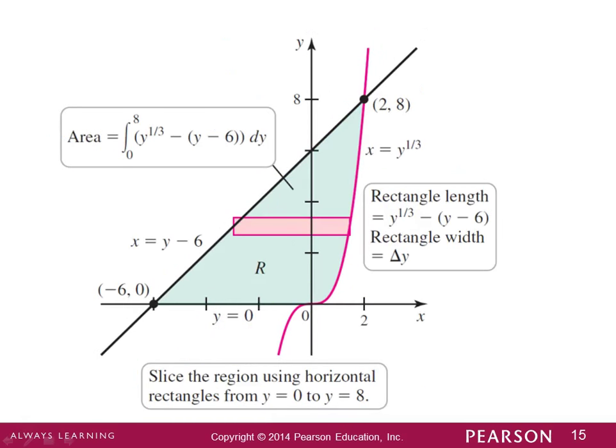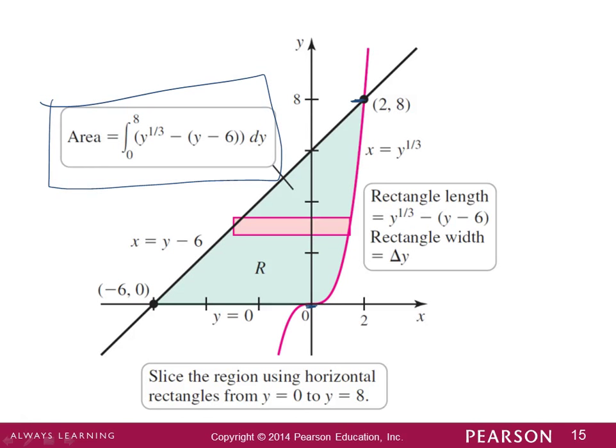And by doing that, we switch our perspective, and now our rectangles are oriented this way, and we're going from 0 here up to 8, because now, since we're doing it in terms of y, we need to integrate our bounds in terms of y, and now our area is just one simple integral from 0 to 8 of y to the 1/3 minus y minus 6.